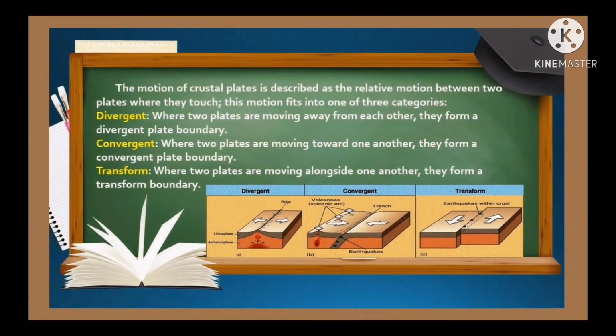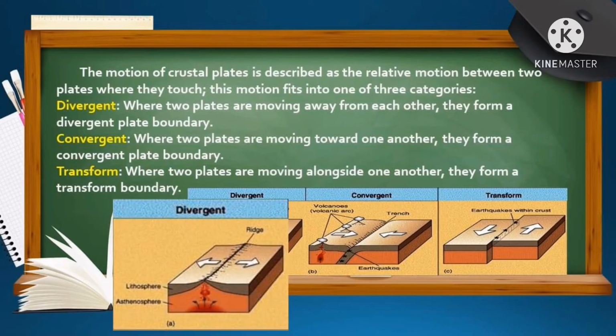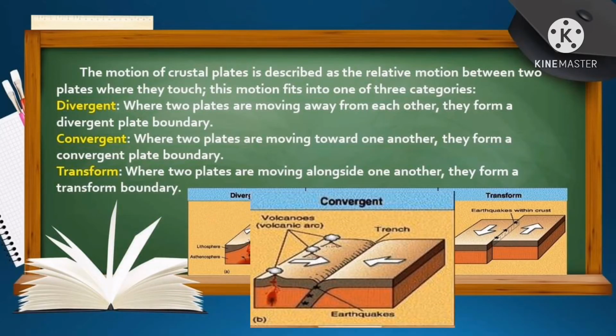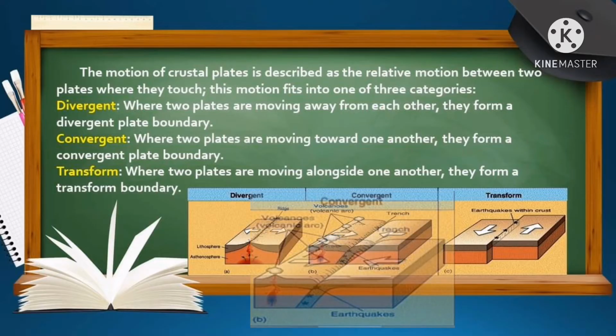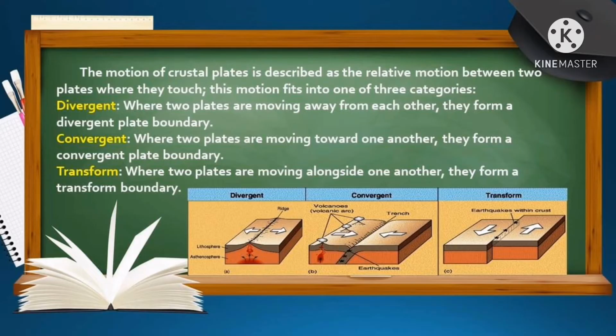The motion of crustal plates is described as the relative motion between two plates where they touch. This motion fits into one of three categories. Divergent, where two plates are moving away from each other. They form a divergent plate boundary. Convergent, when two plates are moving towards one another. They form a convergent plate boundary. Transform, where two plates are moving alongside one another. They form a transform boundary.